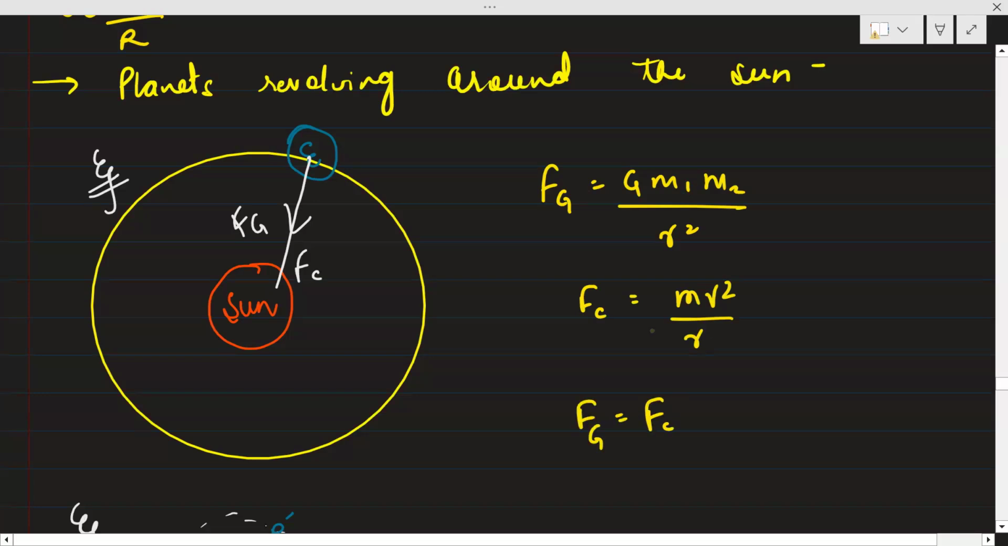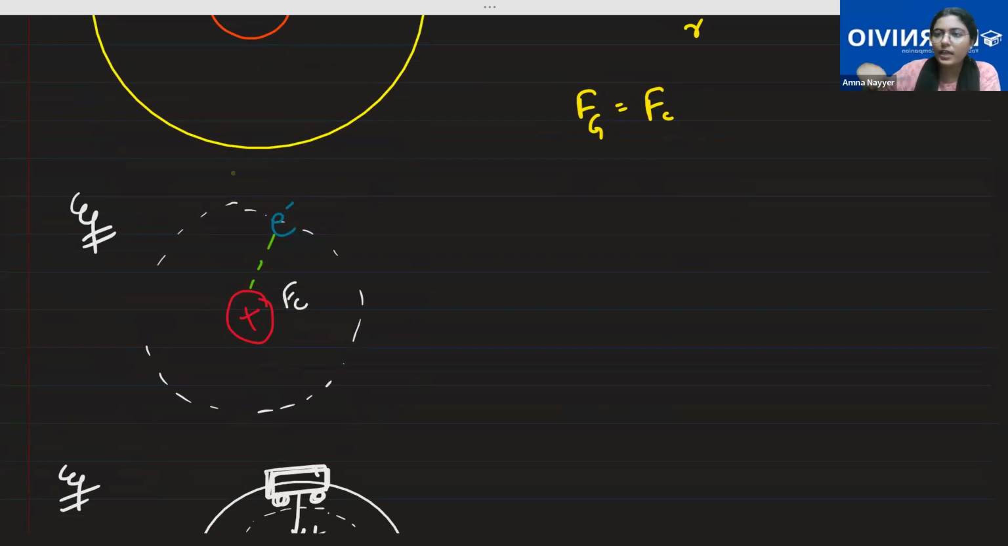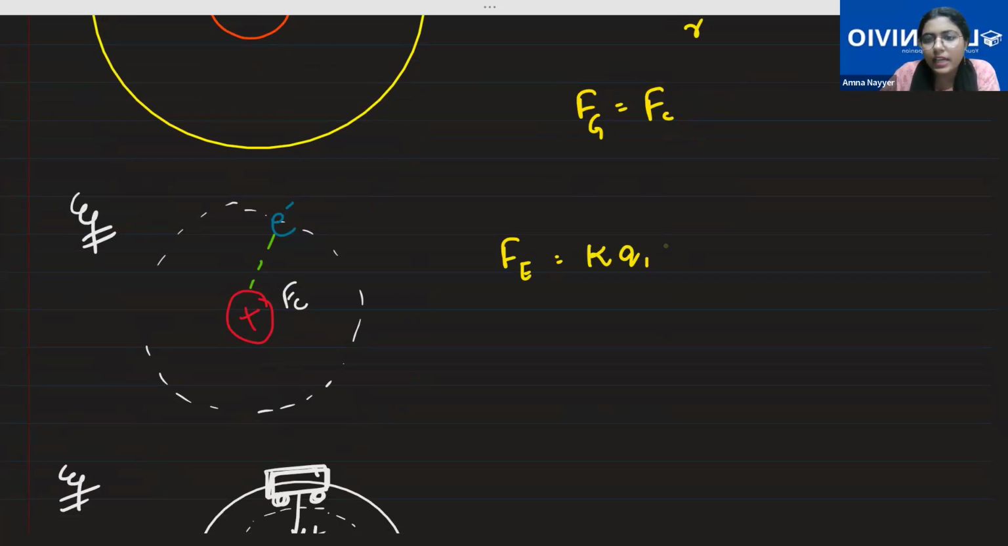Okay. Similarly, let's say we have the electron and nucleus is there. Electron is revolving around the nucleus. So we'll have the electrostatic force here. This electrostatic force you will study in class 12th. So k Q1 Q2 divided by r square is present. So in this case, the centripetal force will be provided by the electrostatic force. So we'll equate these to mv square by r.